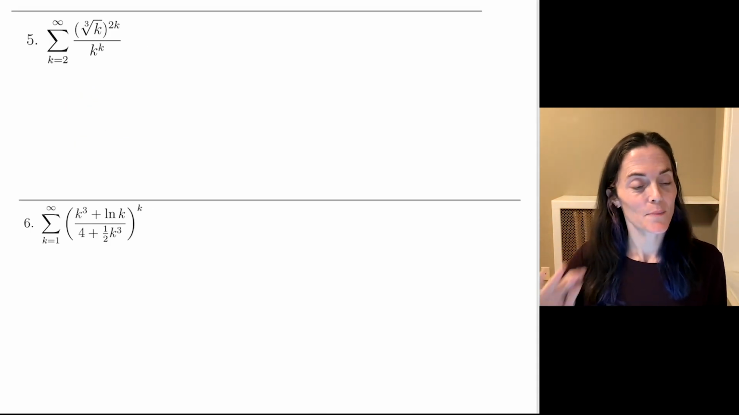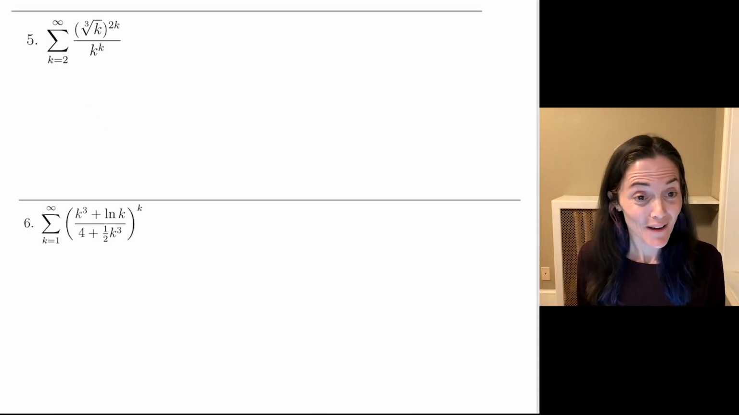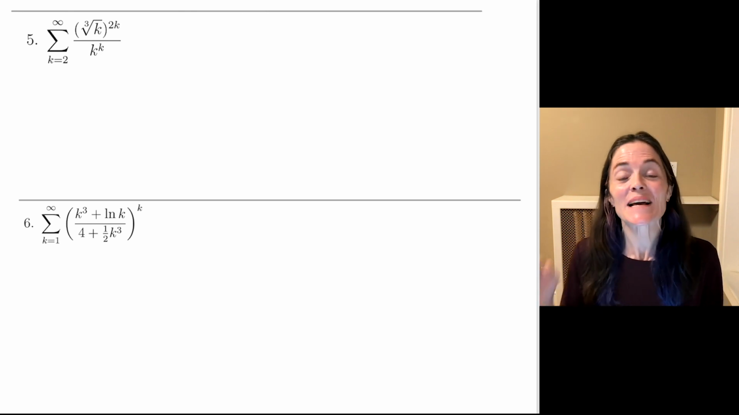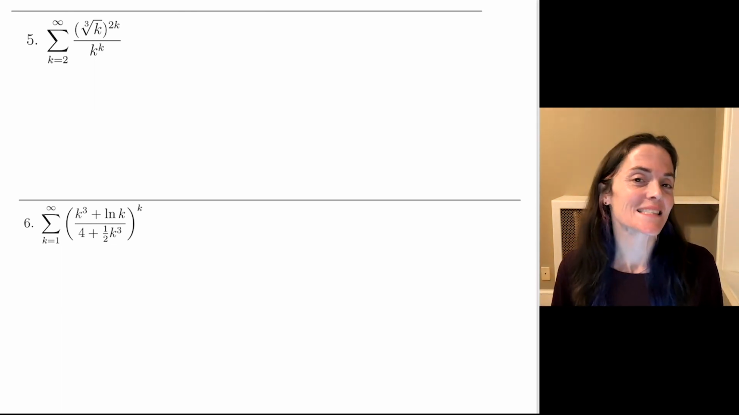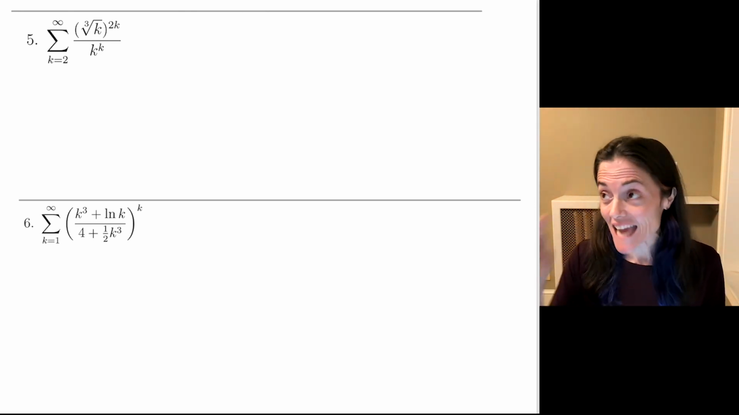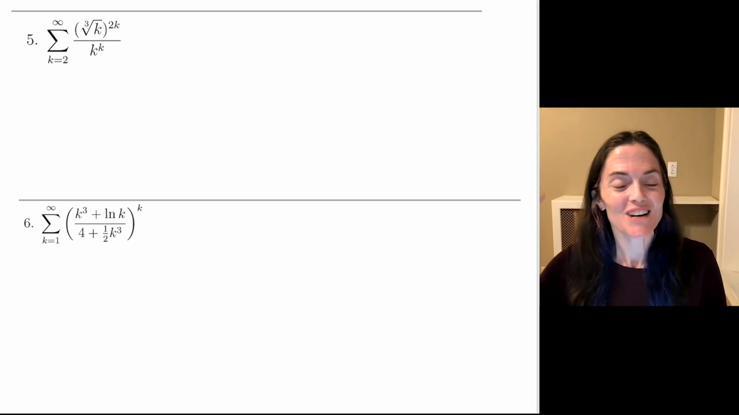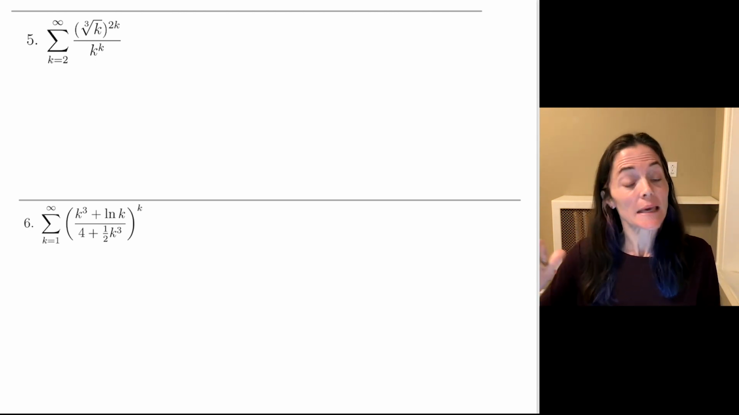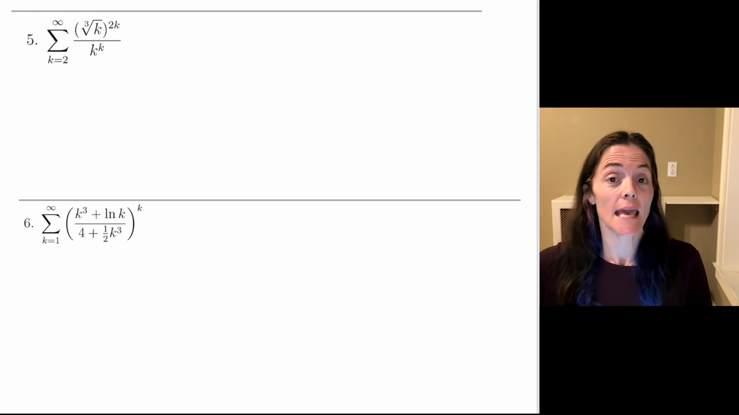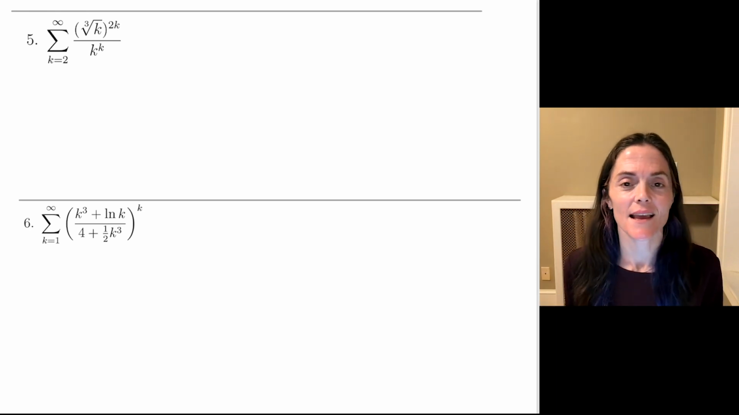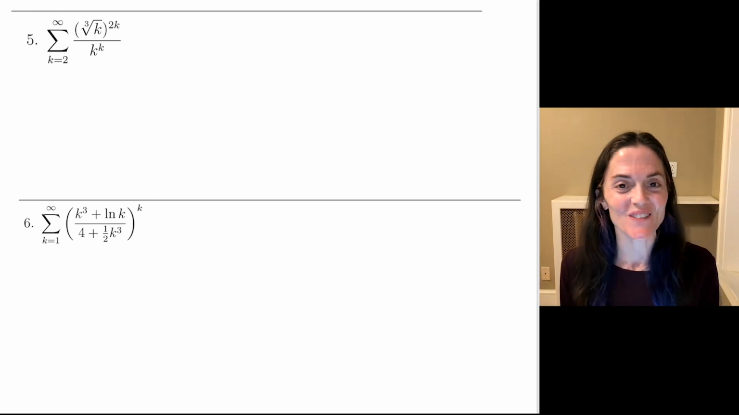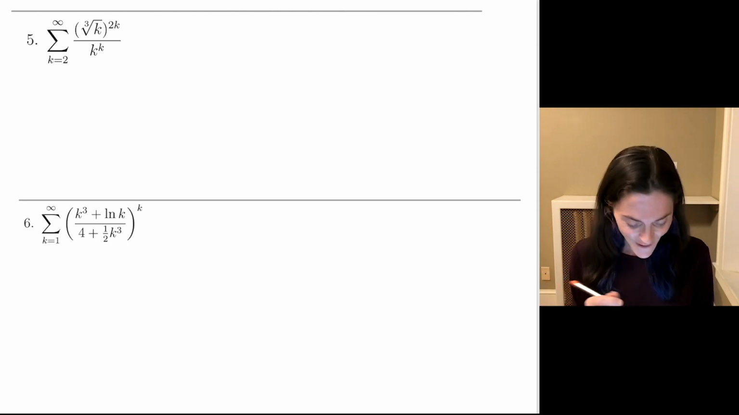Number 5, number 6. It looks like a lot going on here, but both of these are quite similar. Both of these should be shouting to you, root test, root test, root test, because we see something all to the k in both 5 and 6, and this is perfect for the root test. So we'll do number 5 first.